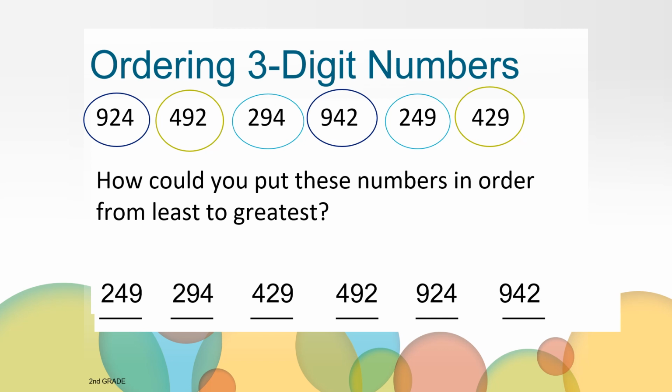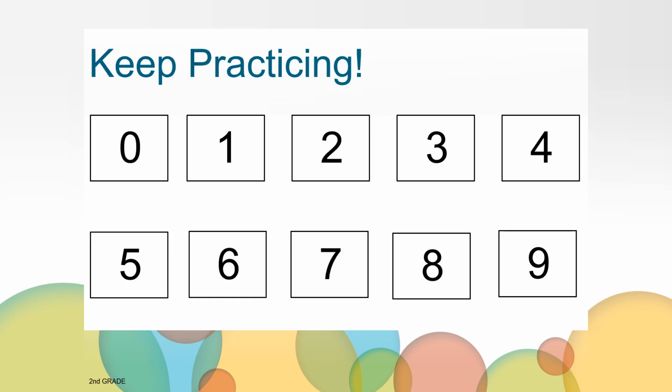How did you do? Understanding the place and value of each digit in a three-digit number is very helpful when comparing and ordering numbers. You might want to continue exploring comparing and ordering numbers at home. All you will need is some paper and a pencil. You can write down the digits 0 through 9 on separate pieces of paper. When you're ready, choose 3 digits to make a three-digit number.